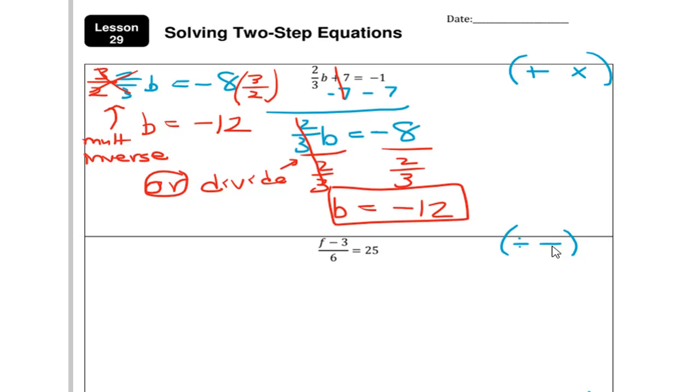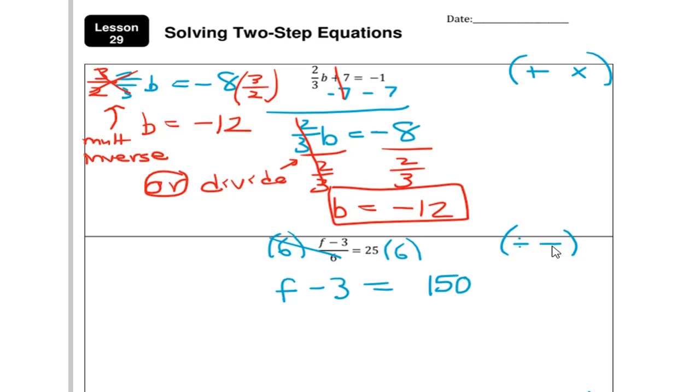So I have to work backwards from that. The last thing I did was divide by 6, so that's what I'm going to have to undo first. I'm still going to use my inverses. Because this is dividing, I'm going to do the opposite of dividing, which is multiply. I'm going to multiply this whole side by 6 and this whole side by 6. My 6's will cross out to be equal to 1, and what will be left on my left side is f - 3. 25 times 6 on the right side is going to be equal to 150.